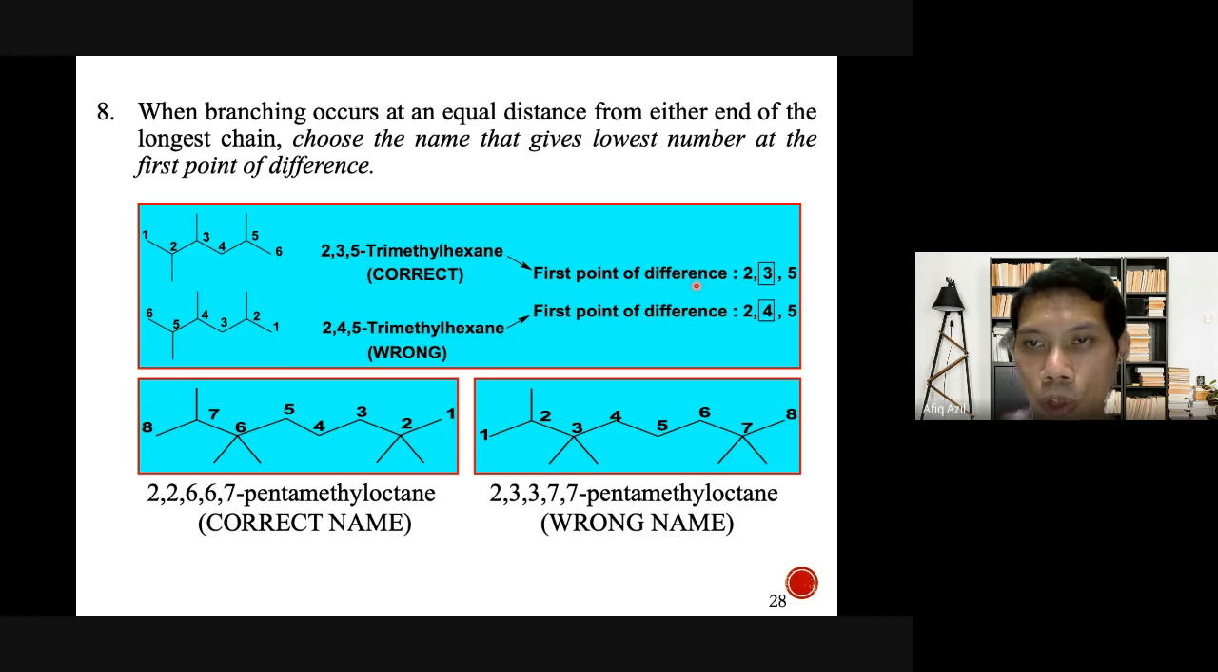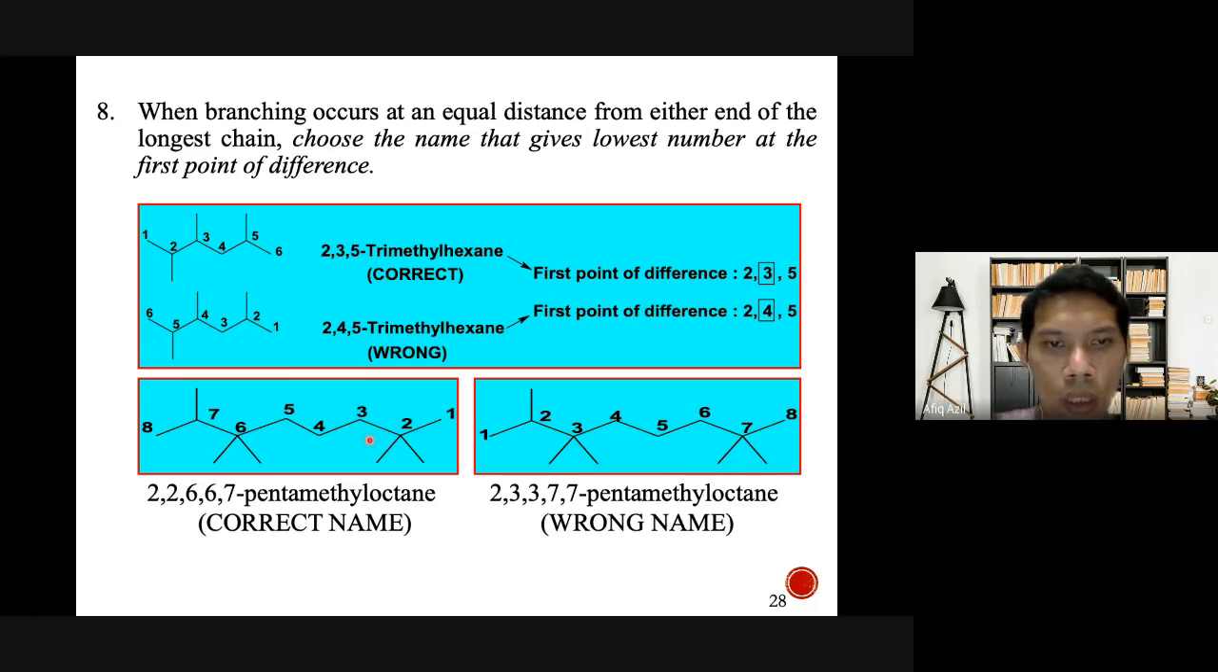So the first point of difference is at carbon number 3 and carbon number 4. Why choose carbon number 4 when you can have the numbering at carbon number 3? So always go for the lowest possible number for the substituents.